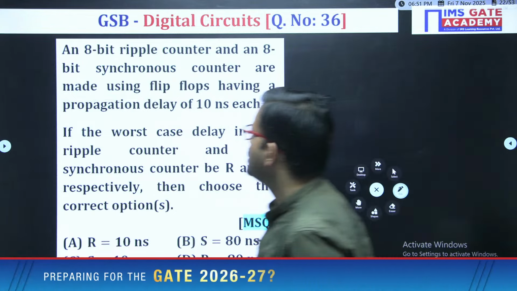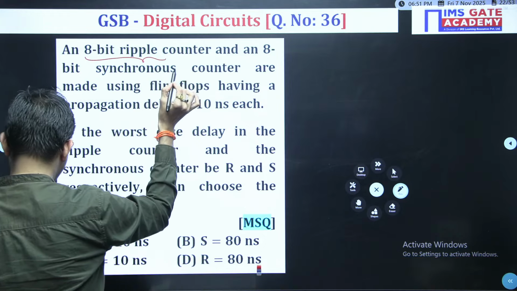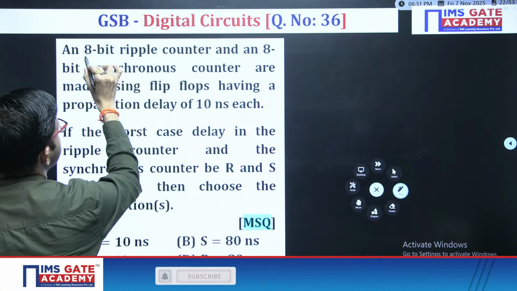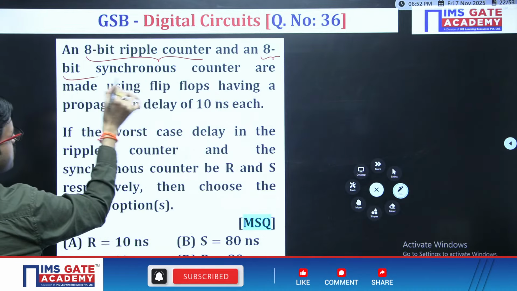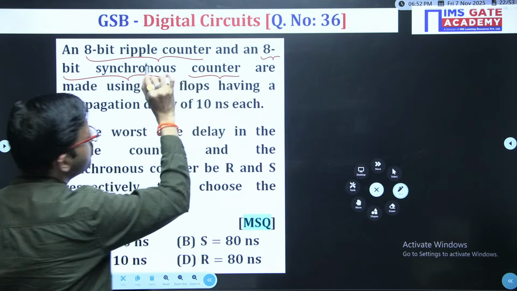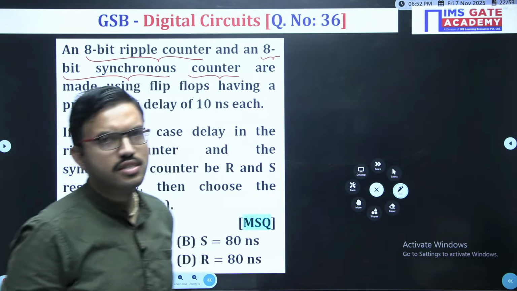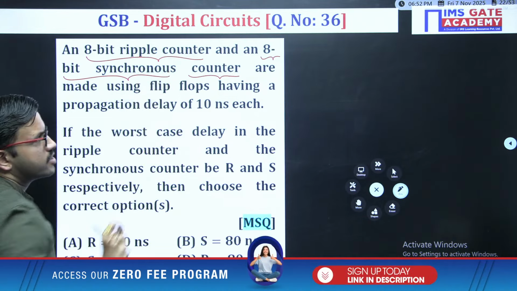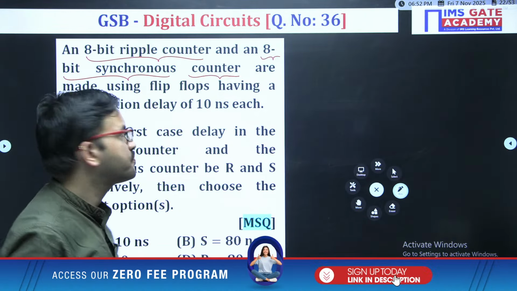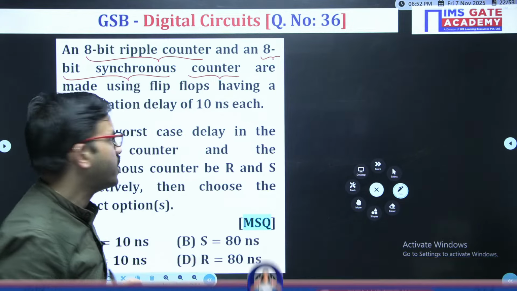So in this question, you're having an 8-bit ripple counter and similarly an 8-bit synchronous counter. When you're having a ripple counter, it is not synchronous, or in other words, we can say an asynchronous counter. So here you're having an asynchronous counter and a synchronous counter, both having 8 bits each. That means in both circuits you're having 8 flip-flops.